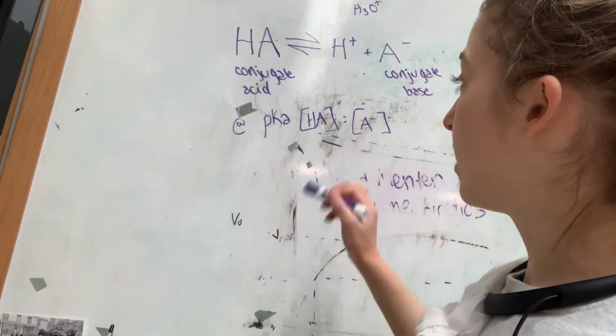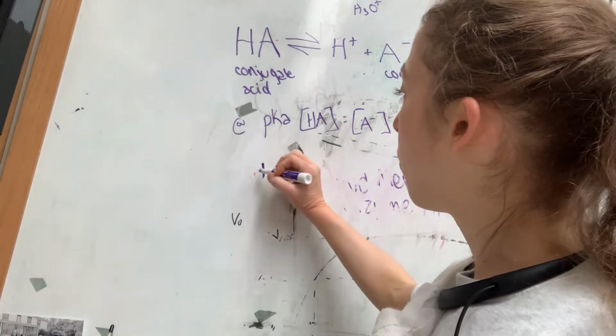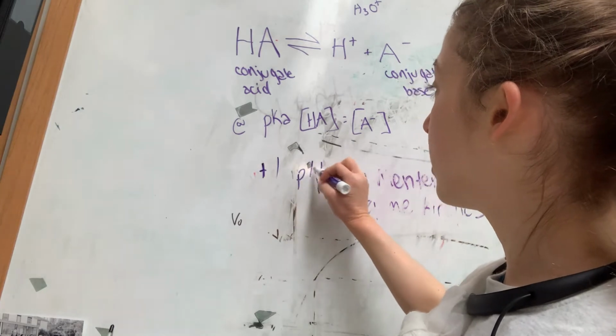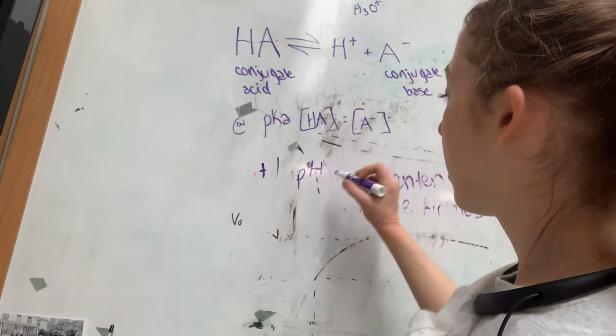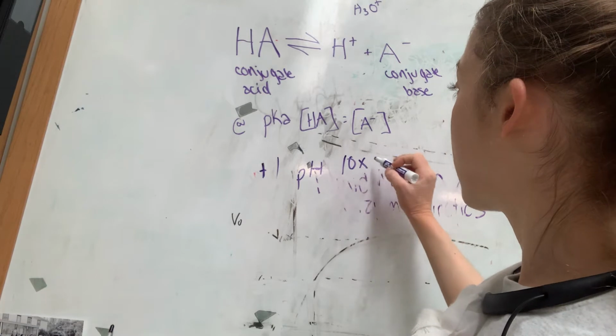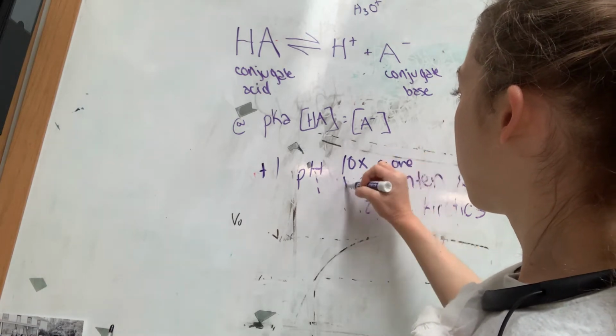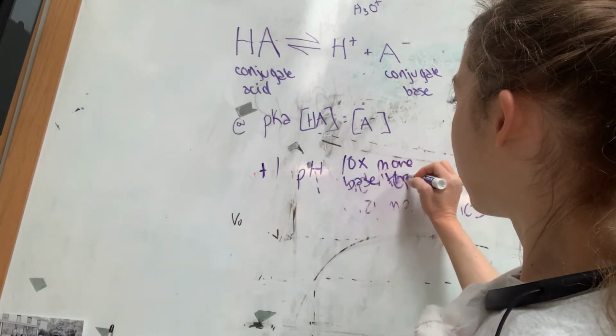If you go plus 1 pH unit, so you're getting more basic, now you're going to have 10 times more base than acid.